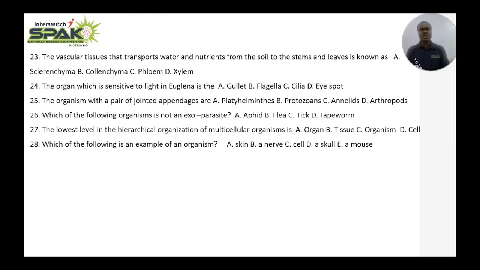Which of the following is an example of an organism? A, skin, B, a knife, C, cell, D, a skull, E, a mouse. All other options here are at the level of cell and organ, except mouse, which is a whole organism. So mouse is at the organism level of organization. So mouse is an example of organism.